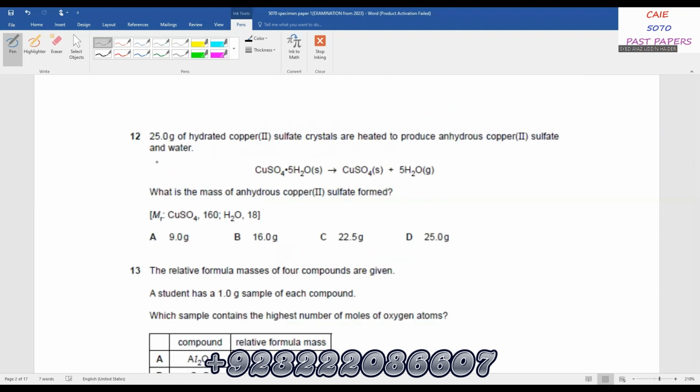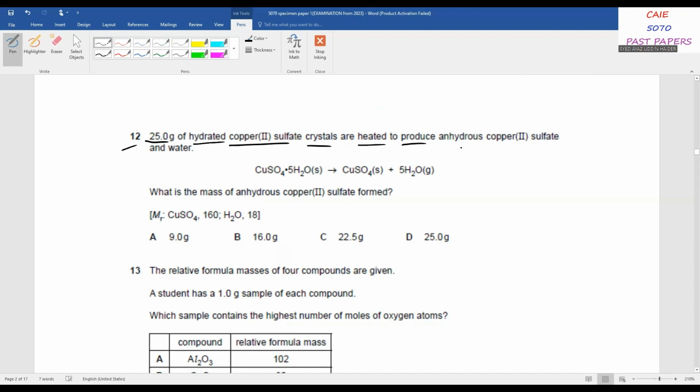Number 12. 25 grams of hydrated copper 2 sulfate crystals are heated to produce anhydrous copper 2 sulfate and water. CuSO4.5H2O solid gives CuSO4 solid plus 5H2O. What is the mass of anhydrous copper 2 sulfate formed? MR of CuSO4 and H2O is provided.